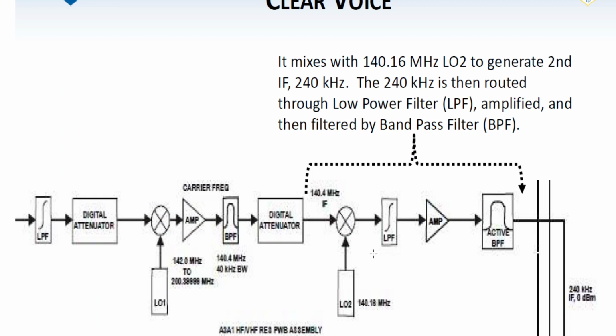So things are slightly different, but job functions are mostly the same if you have not noticed. Active bandpass filter is going to do the same thing, except all it's going to do in this instance is allow this 240 through, and that's it. If this tries to fluctuate or do anything else, it won't let it through. That's it. So what is our second IF? 240, outstanding. Very good.